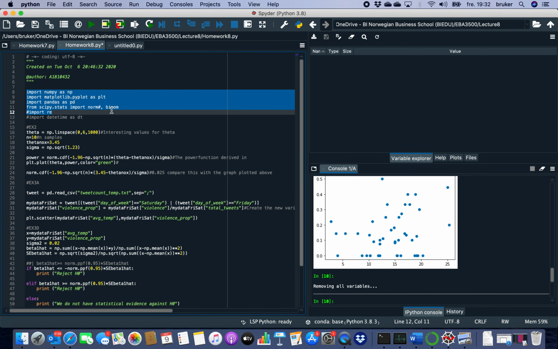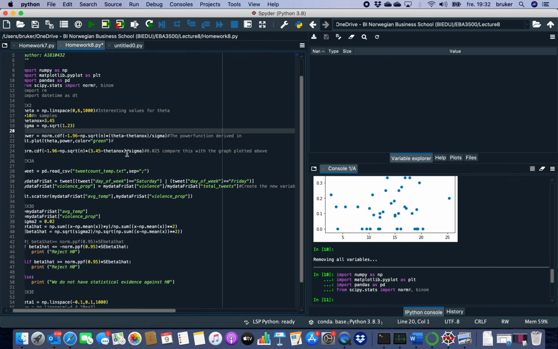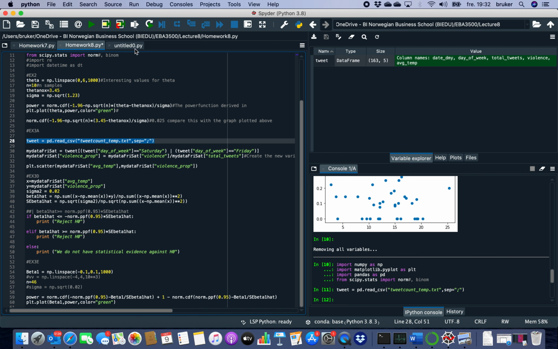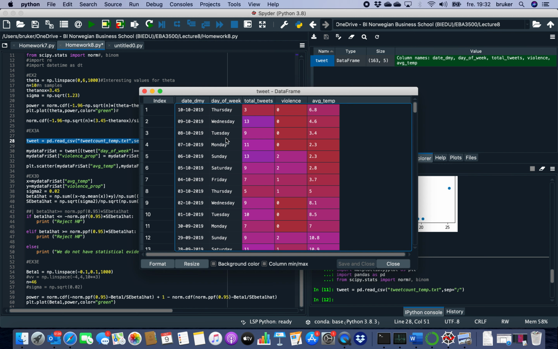So let's import some packages and let's run it, and then let us read the tweet data. So I read the tweet data, run. That should be okay. Then I can look at the tweet data, which we see contains Thursdays, Wednesdays, Tuesdays, Mondays, Sundays, Saturdays, and Fridays. So all weekdays. But we are asked to just look at Saturdays and Fridays.